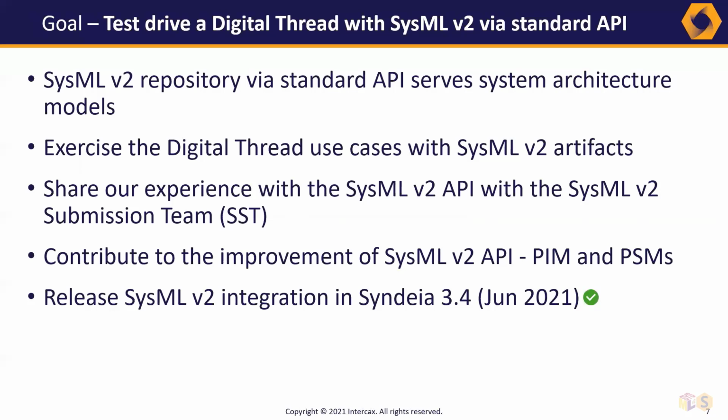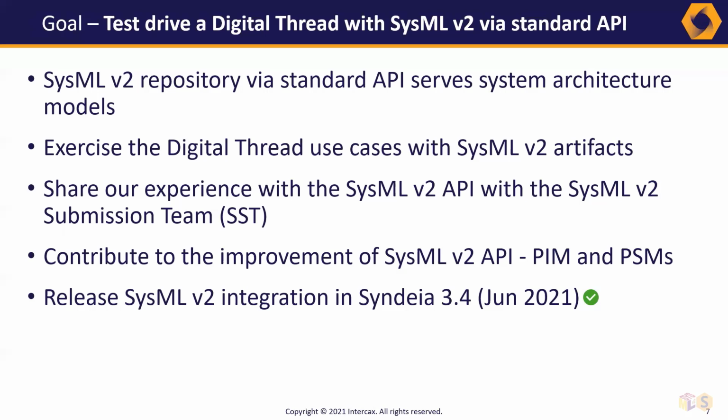The goal here was to provide a standard API that every SysML v2 provider tool could implement, so that users who build apps on SysML v2 could build their app once and have it work perfectly fine across multiple providers using the standard API. And that standard API has been in development. We at Intercax have been playing a central role in developing and maturing that part of the specification, along with other organizations that are participating in the SysML v2 submission team. And so we really wanted to test drive that standard API that is being developed by the SysML v2 submission team.